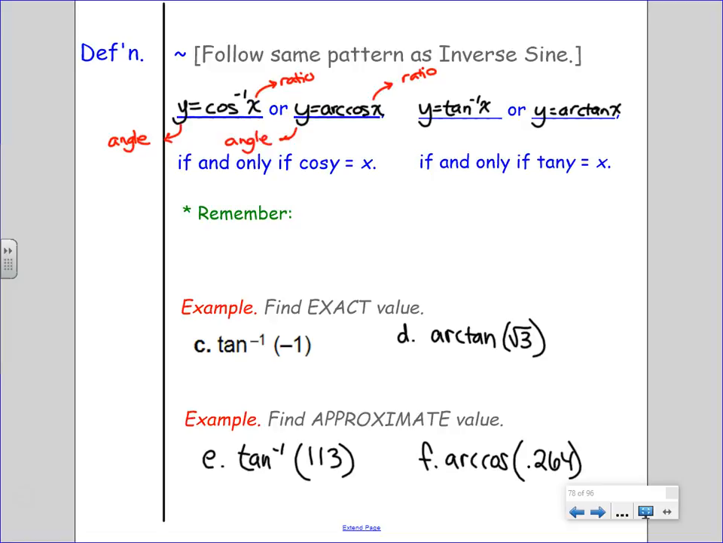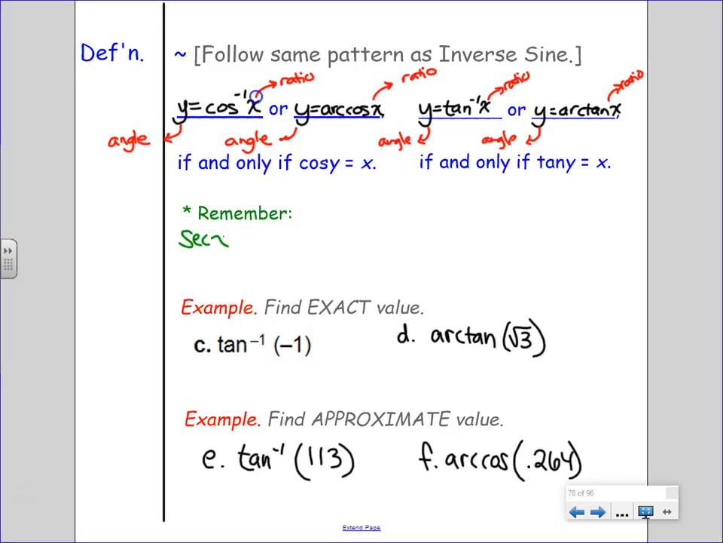For cosine. For tangent, same dealio. Give me a ratio, but this time it would technically be an opposite over adjacent, so pick the left, right? Give me a ratio, I'll give you an angle. And arctan means the exact same thing, just another way of writing it. Give me a ratio and I'll give you an angle. Okay, remember, I think I did this yesterday too.